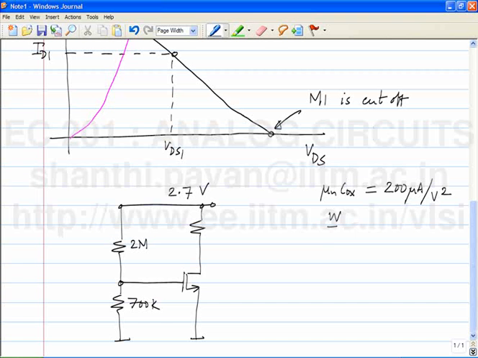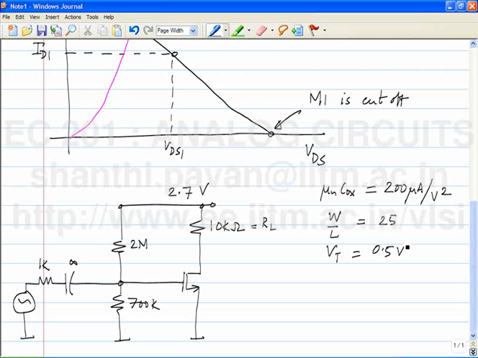And let's say the W by L of the MOSFET was 25. Let's say this load resistance was 10 kilo ohms. The source had an output impedance of 1K, and this was the infinite capacitor. Do we know everything, or do we need to know something else? Vt. So let's say Vt is half a volt. Given the properties of the transistor, what is the first thing you need to do? Figure out the operating point.